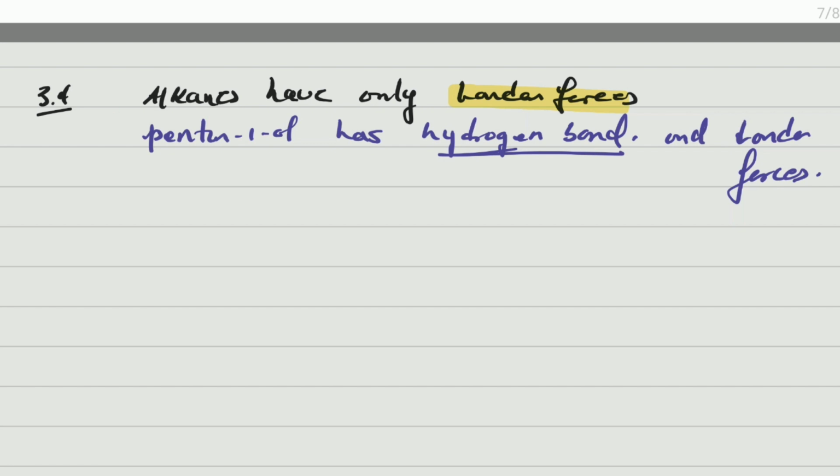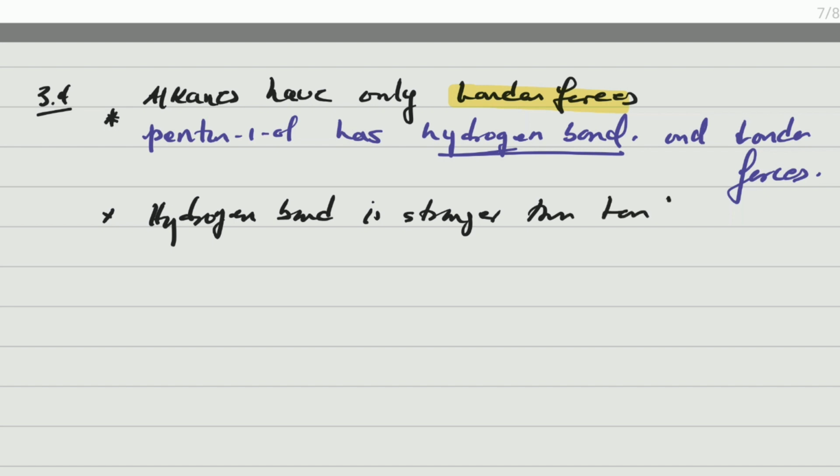Now you come into the comparison. So this was the first point you have to mention. The comparison: hydrogen bond is stronger than London forces, or the other way around, you can say London forces are weaker than hydrogen bonds. We are comparing here, and that is an important point. Hydrogen bond is stronger than London forces.